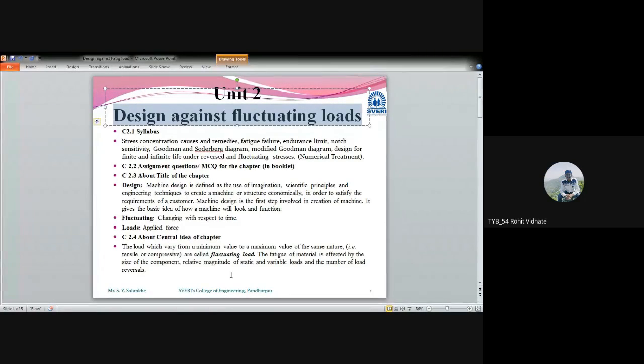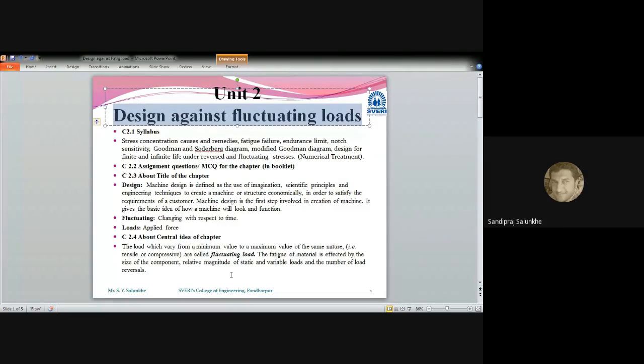So what do you mean by static? Static means load is constant and therefore stress value is also constant, and it is opposite for a fluctuating load. Anybody else who can contribute again? An entity which remains constant with respect to time is called static.